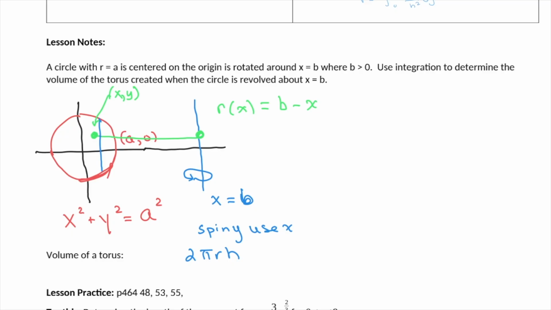The height, which is perpendicular, is going to be equal to, with respect to x, top minus bottom. Now the top of the curve is the positive square root of a squared minus x squared. Remember, the top is positive. The bottom of the curve is the negative square root of a squared minus x squared. So when we put those together, we get 2 square root a squared minus x squared is your height.